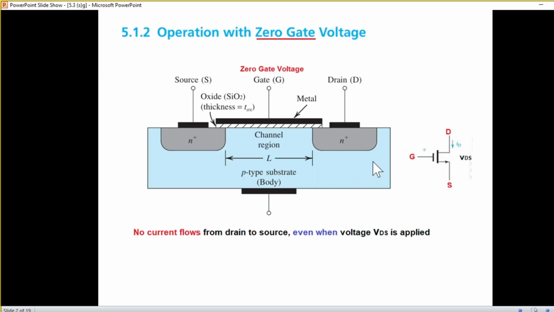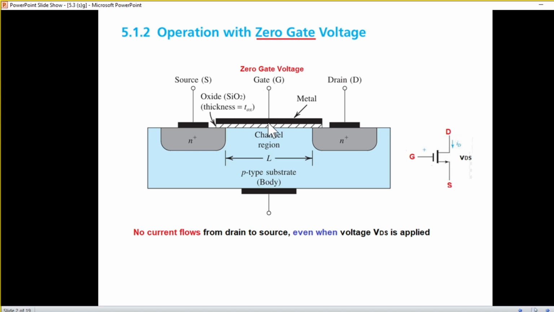We start with the zero gate voltage, but before that, this is the diagram, or the structural diagram, you can say. We have the body, substrate, and then the source and drain terminals, and the gate terminal. The details I have explained in another video, so you can watch that. We're starting with the zero gate voltage.